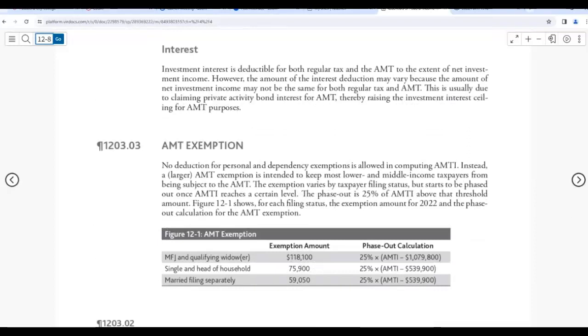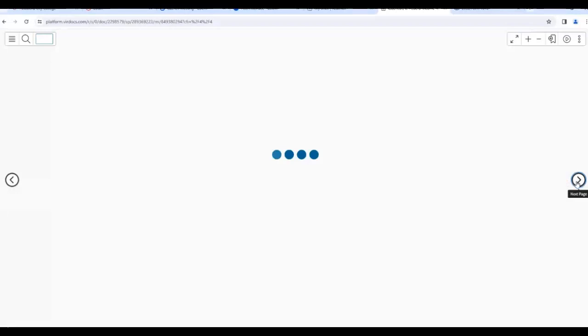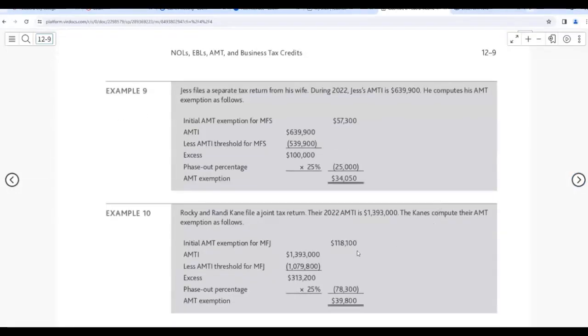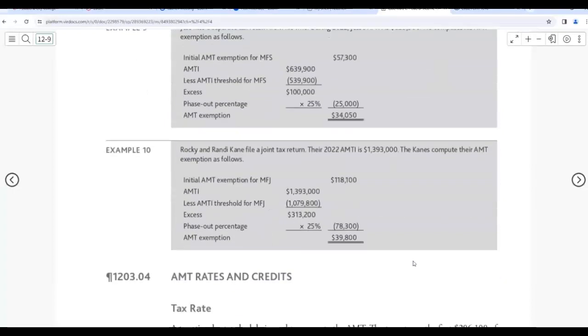But you have an exemption, okay? So AMT normally gives you an exemption unless your income is higher than 1,079,000 for married filing jointly. And in that situation, you end up with some limitation, like this family, like Rocky. Rocky's exemption is not 118 anymore, it's 39,800.